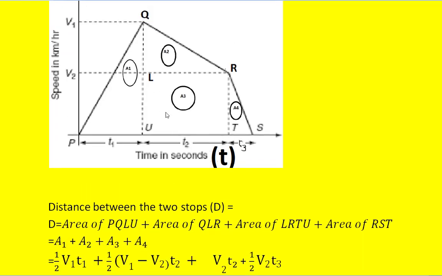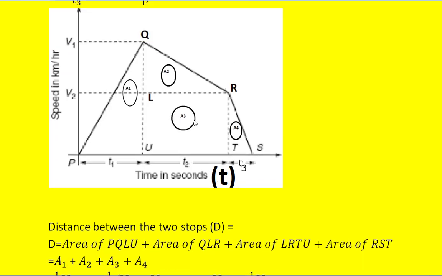So now, to know the distance between the two stops, which can be represented by capital D, is given by the area of the curve formed due to the speed time curve. So if you look at this quadrilateral diagram, we find that this is one triangle, this is another triangle, this is another triangle, this is a rectangle.